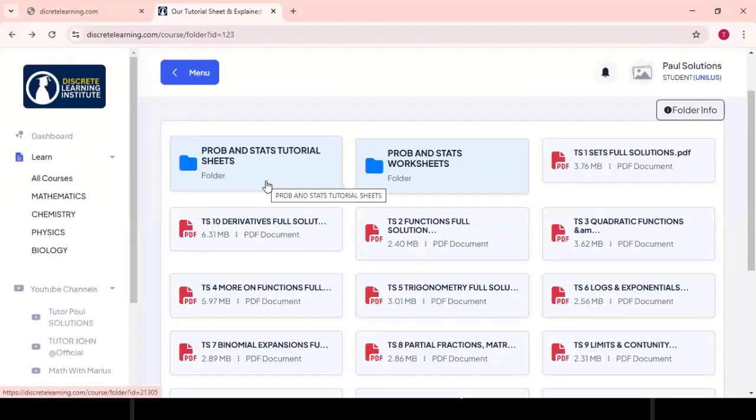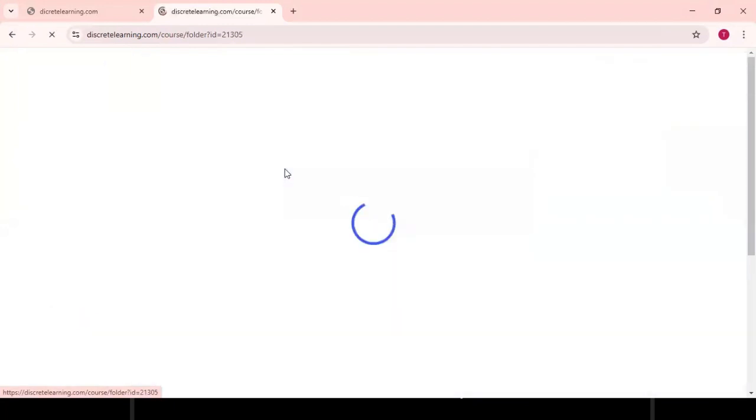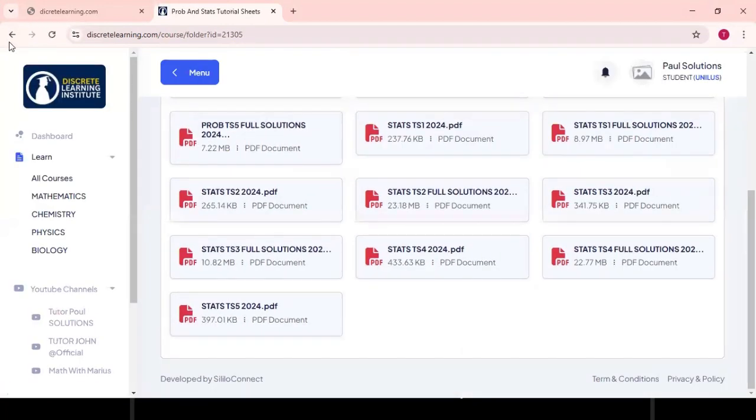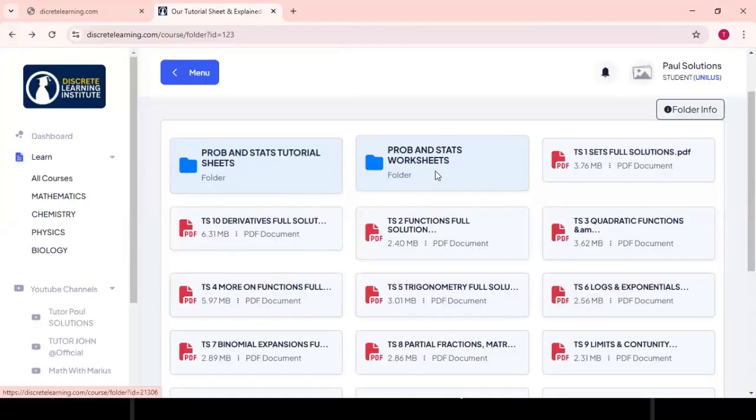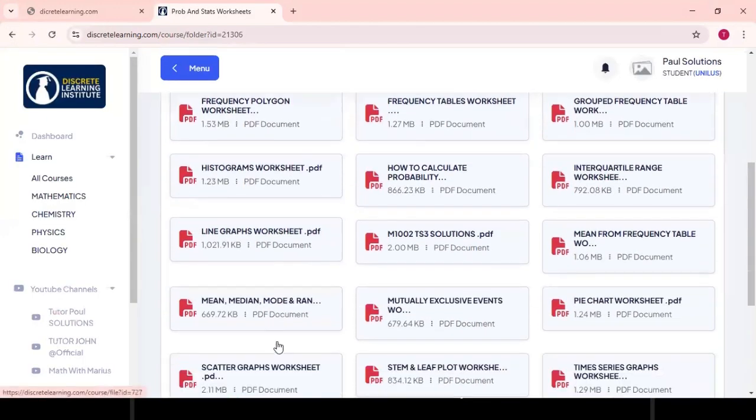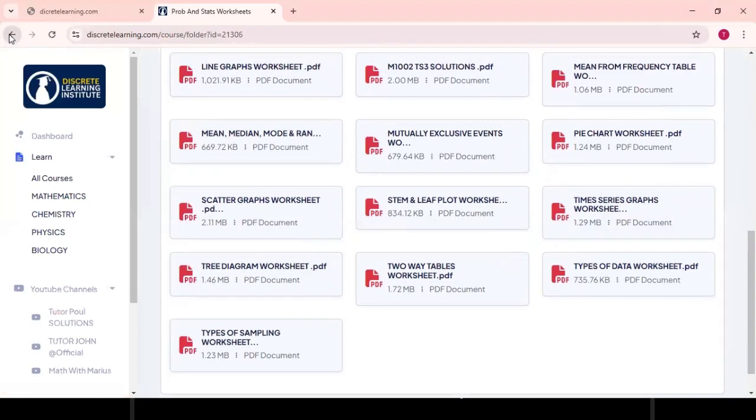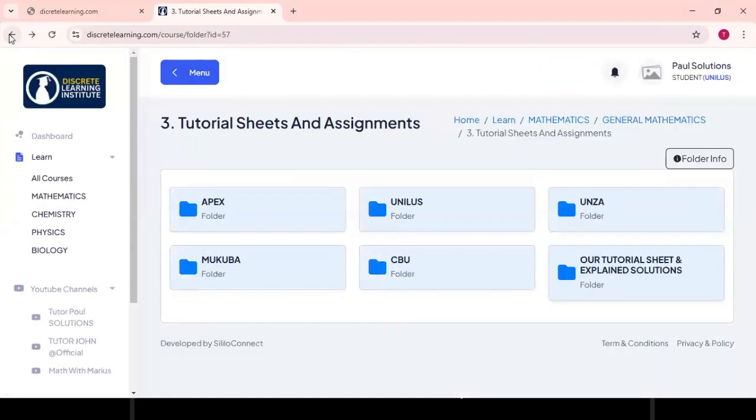And then if you are taking stats and probability, we have some tutorial sheets here. So you can open and then you can check them out. We also have more worksheets on the probability and statistics. You can check them out there. All right, so we are done with the tutorial sheet folder. So you just go to your university there.